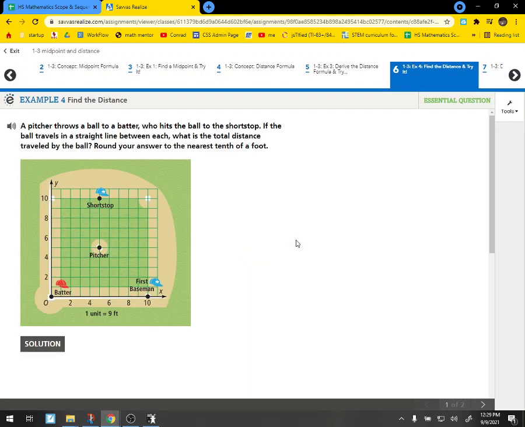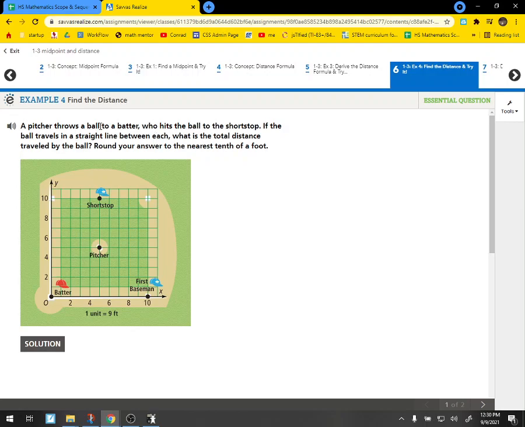All right, so let's talk about how the distance formula works. Here's a completely unrealistic example. A pitcher throws a ball to a batter who hits the ball to the shortstop. If the ball travels in a straight line between each, what is the total distance traveled by the ball? Round your answer to the nearest tenth of a foot. Okay, never mind. This is a pretty realistic example. This could be something that we want to find out. I don't know exactly why you'd want to find that out, but it might be interesting.